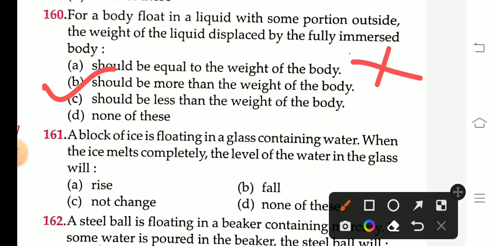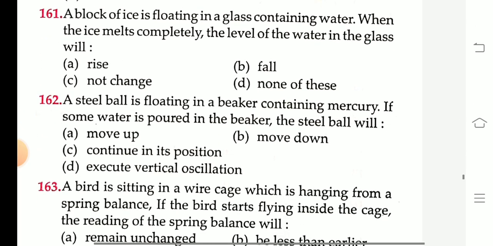A block of ice is floating in a glass containing water. When the ice melts completely, the level of the water in the glass will not change. Next question.